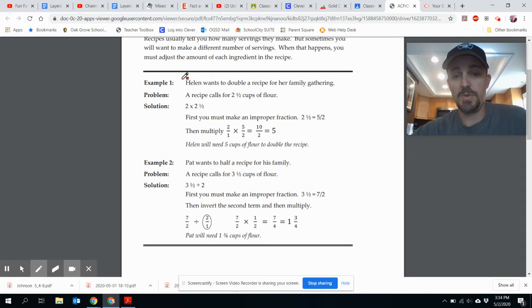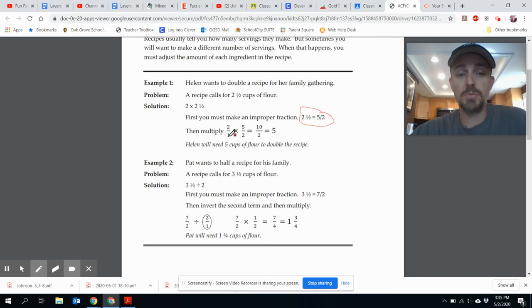Helen wants to double a recipe for her family gathering. A recipe calls for 2.5 cups of flour, right? 2 times 2.5. You make an improper fraction. 2.5 equals 5 halves, right? Take your denominator, multiply by your whole number, you get 4, add your numerator, 5/2. So that is an important thing to watch.